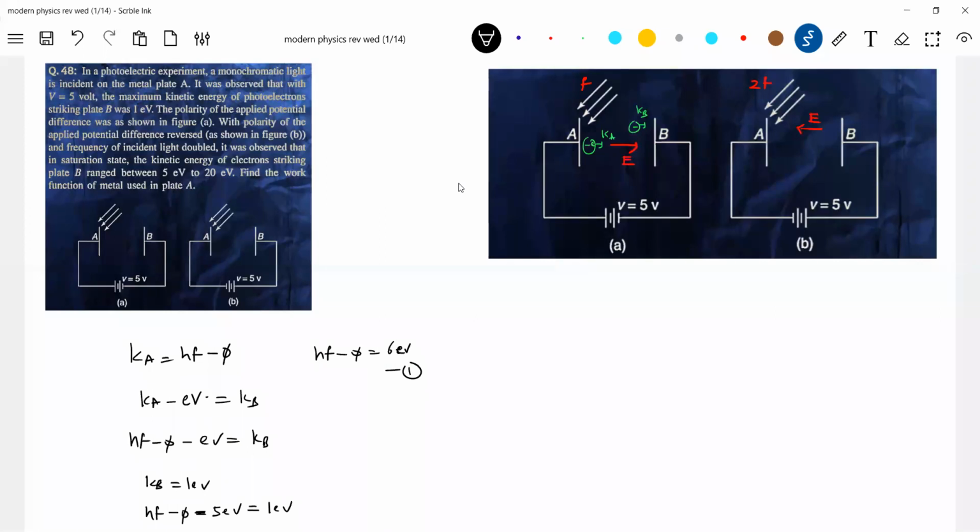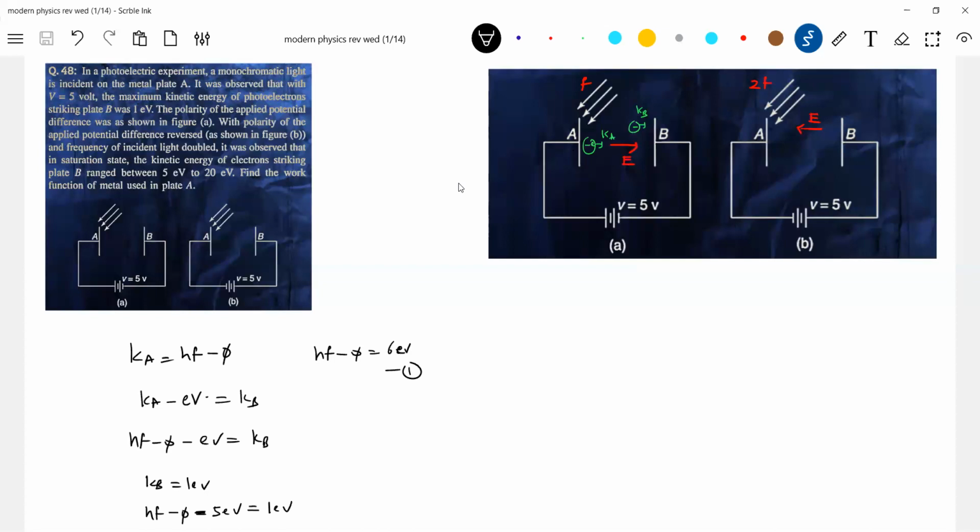Looking at the first diagram, let's come to the second diagram. What is it telling? With the polarity of applied potential reversed as shown in the figure, and the frequency of incident light doubled, it was observed at saturation state that the kinetic energy of electrons striking the plate B ranged from 5 electron volt to 20 electron volt. Find the work function of the metal used in plate A. We have to calculate this work function.